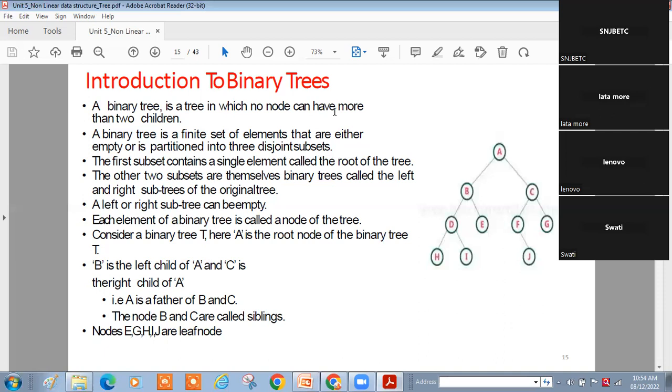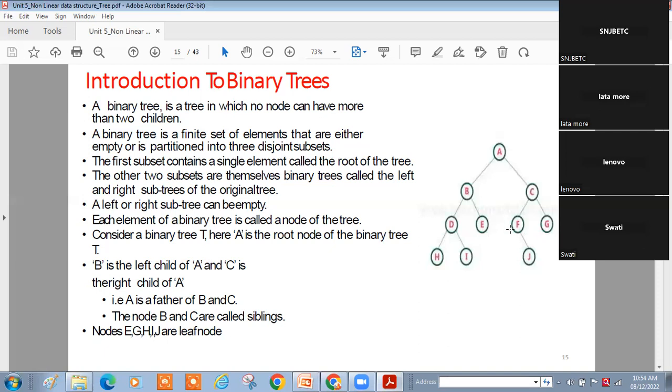It is the structure where no node can have more than 2 children. It is a finite set of elements, either empty or partitioned into 3 disjoint sets: a root, and a left or right subtree, and those can be empty. You can see here that B has a left subtree and a right subtree, but the right can be empty. So this is nothing but a binary tree.